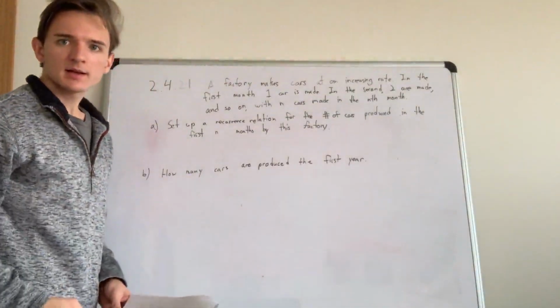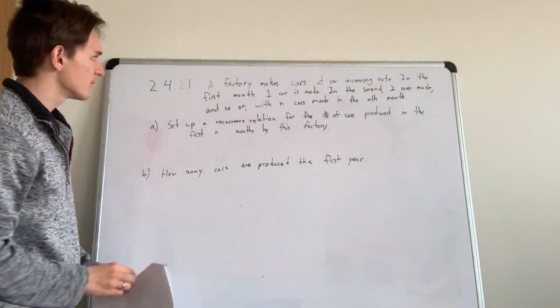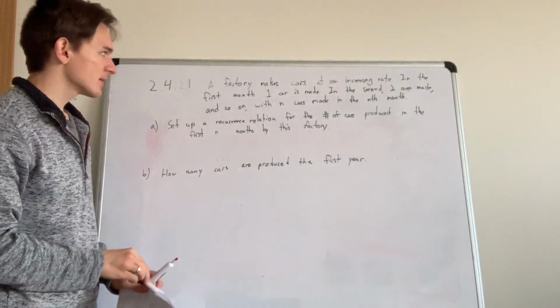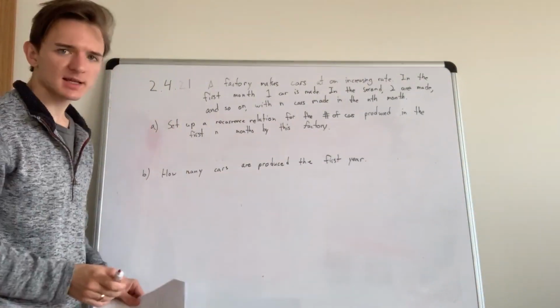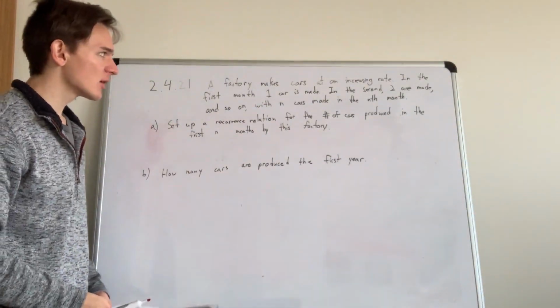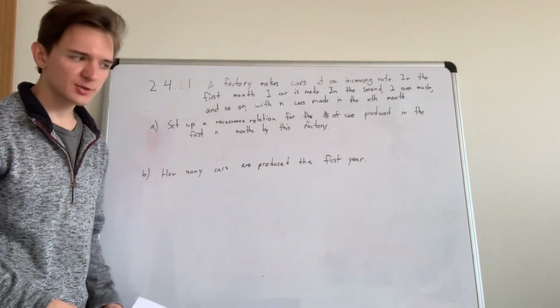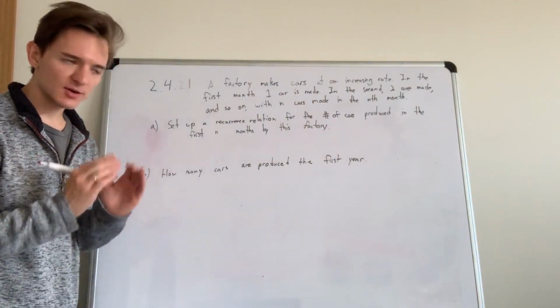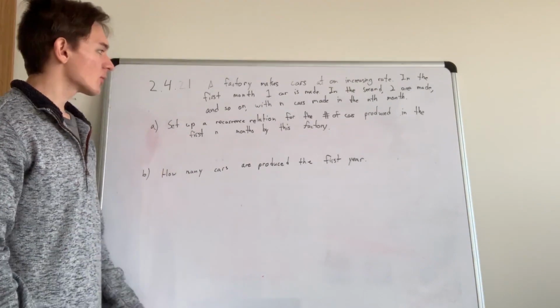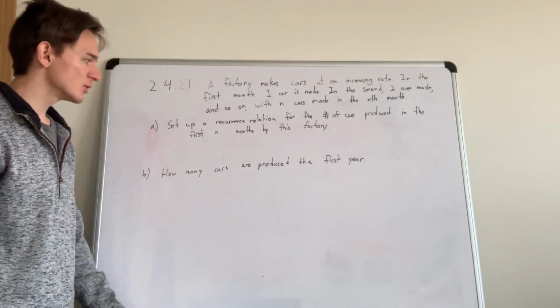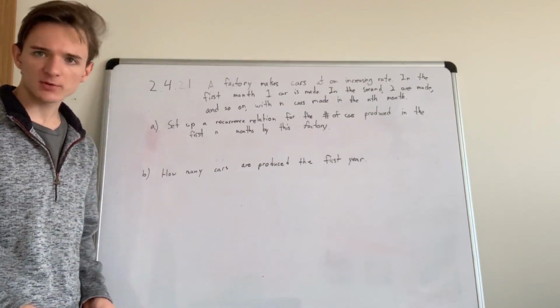Okay, everybody, so we move on to our final problem. A factory makes cars at an increasing rate. In the first month, 1 car is made. In the second, 2 are made. And so on, with n cars made in the nth month. We set up a recursion relation for the number of cars produced in the first n months by this factory.